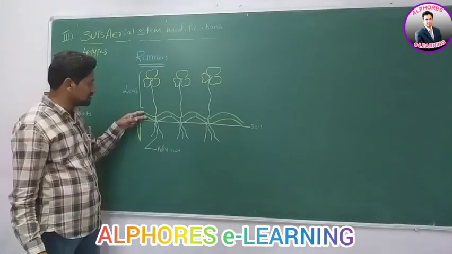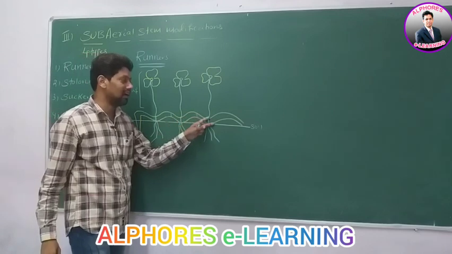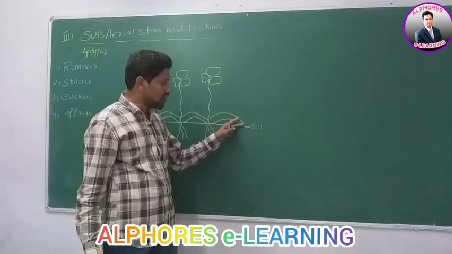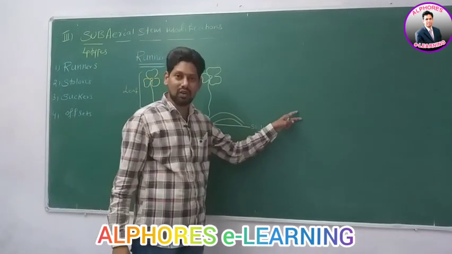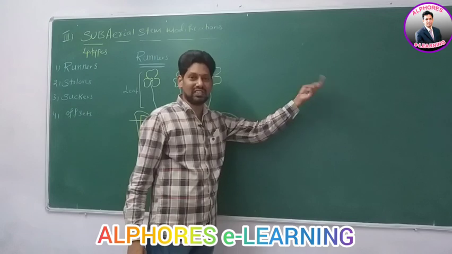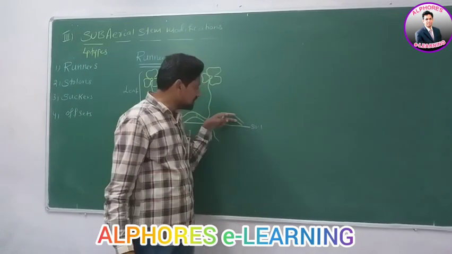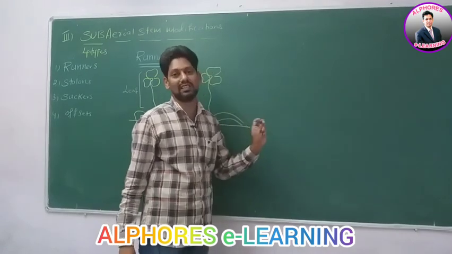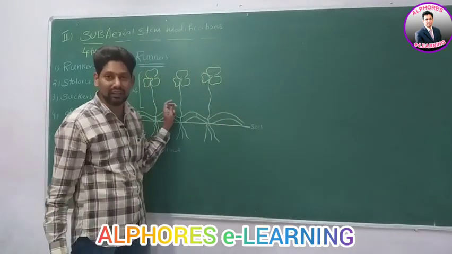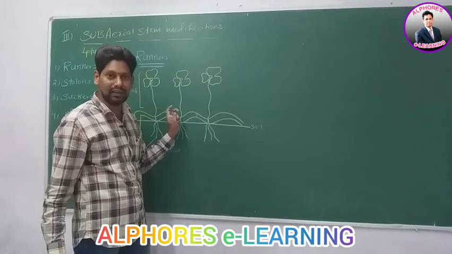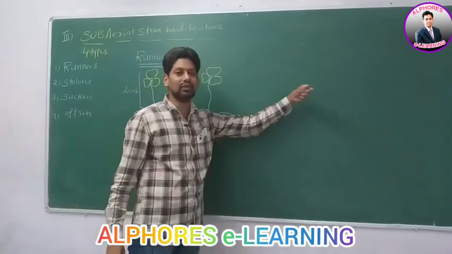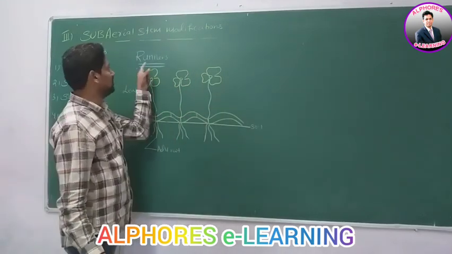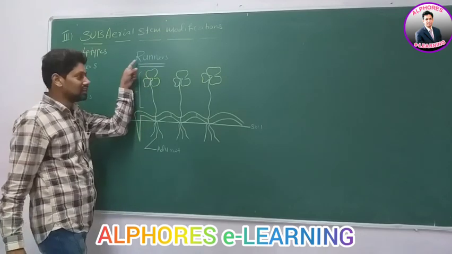Sir, what is this one? This is the weak stem which is creeping on the surface of the soil. Yes or no? This weak stem goes on growing on the surface of the soil and spreads to the new niches, new places. When the younger part of the stem goes on spreading to the new areas, the older part goes on dying. Is this statement okay? Right? We are discussing what, sir? Runners.